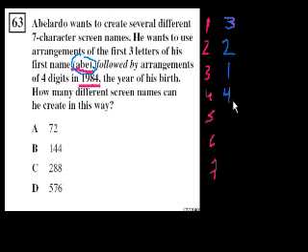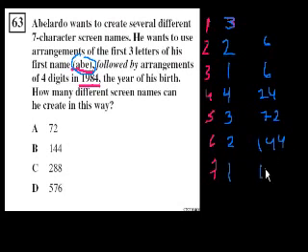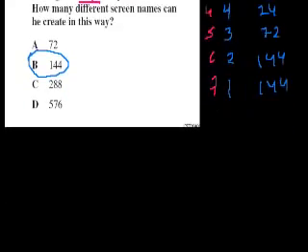Then on the 5th digit, he would have picked one of the 4, so he has 3 of them left. By the 6th digit, he only has 2 of them left. By the 7th digit, he's forced to pick whatever's left over, what he hasn't picked yet. He has 1 digit left. So the combinations, you just multiply all of them. See, 3 times 2 is 6, times 1 is 6, 6 times 4 is 24, 24 times 3 is 72, 72 times 2 is 144, times 1 is 144. So there's 144 different screen names he can create in this way. Next problem.